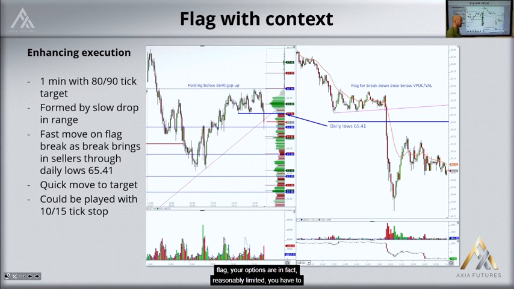With this flag, your options are, in fact, reasonably limited. You have to sell it on the break, because if you don't sell it on the break of the trend, the last chance you're going to get is to sell it as it breaks the low of the day. If you miss that, you've missed the move. So the urgency and necessity of how you're going to execute this changes. You need to be considering that with any kind of chart pattern: no two are going to be the same, and the structure that leads into it is what's going to tell you how you're going to execute this trade.